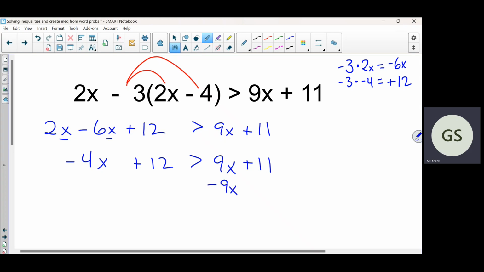I know how to get rid of a positive number. I just say subtract it. If I have 9x's and I want to get rid of 9x's, I take them away. I subtract them away. So whatever I do on one side, I have to do on the other side.